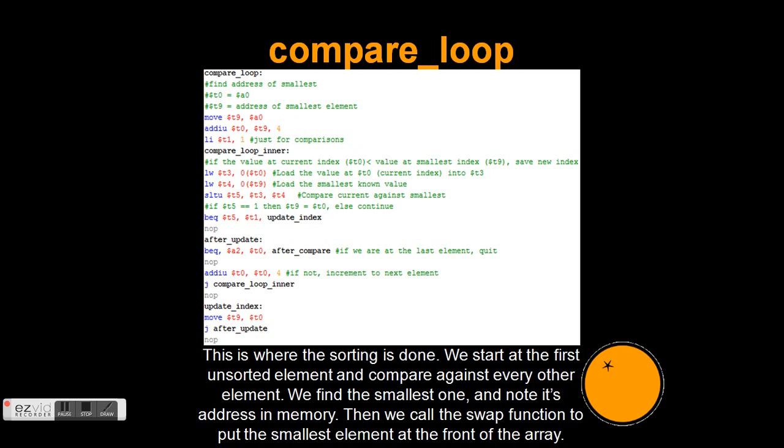Right here we have the compare loop, and this is where the sorting is done. We first start at the first unsorted element and compare against every other element. We find the smallest one and note its address in memory. Then we call a swap function to put the smallest element at the front of the array.